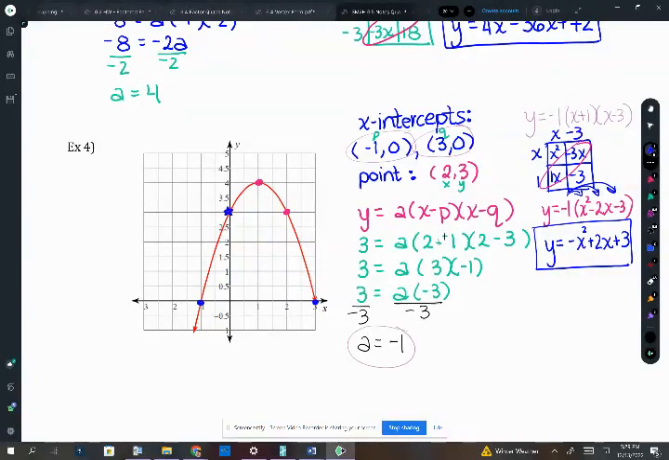I hope that helps. If not, make sure you ask for some help. And that is it for this section.